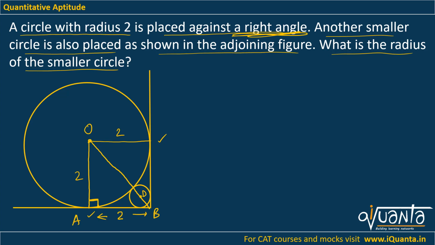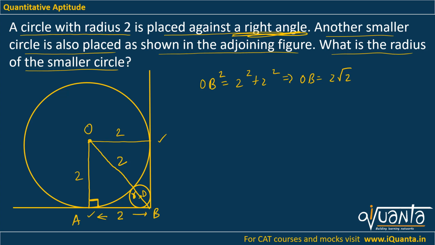Now in this right angle triangle OAB, I can say that OB square should be equal to OA square plus AB square, that means 2 square plus 2 square, which should give me OB equals 2 root 2, right? Now OB, if I want to write it in terms of the sum of the radii of the smaller and bigger circles, how can I do it? See, I know that this radius is 2. I know that the radius of the smaller circle is r over here.